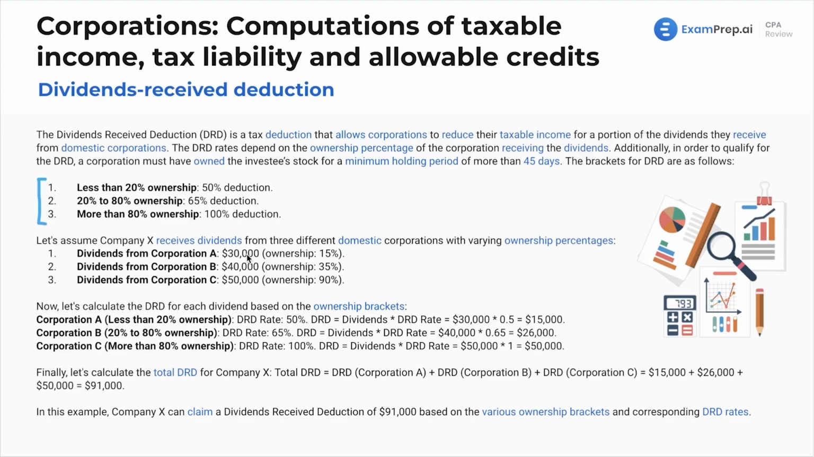We're going to see how the amount of tax we're paying on the dividends here for Corporation B, which is 20 to 80% ownership. That's 65% times 40. That gives us $26,000. And then for Corporation C, this one is 100%. So we get the full deduction. We're not going to pay tax on that.